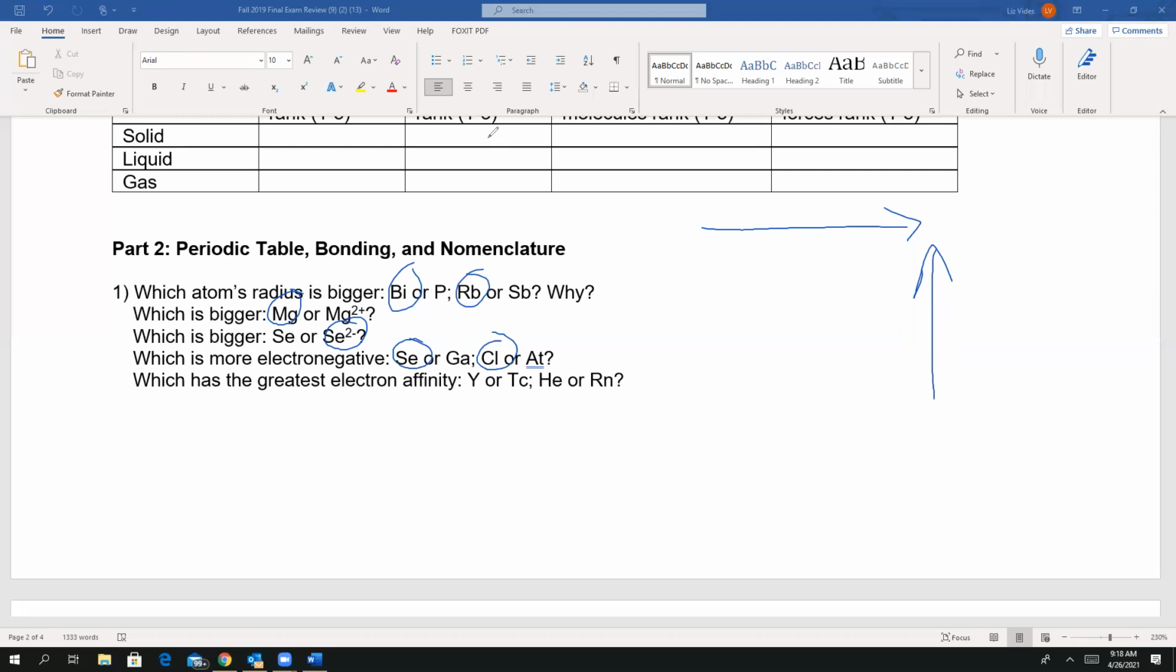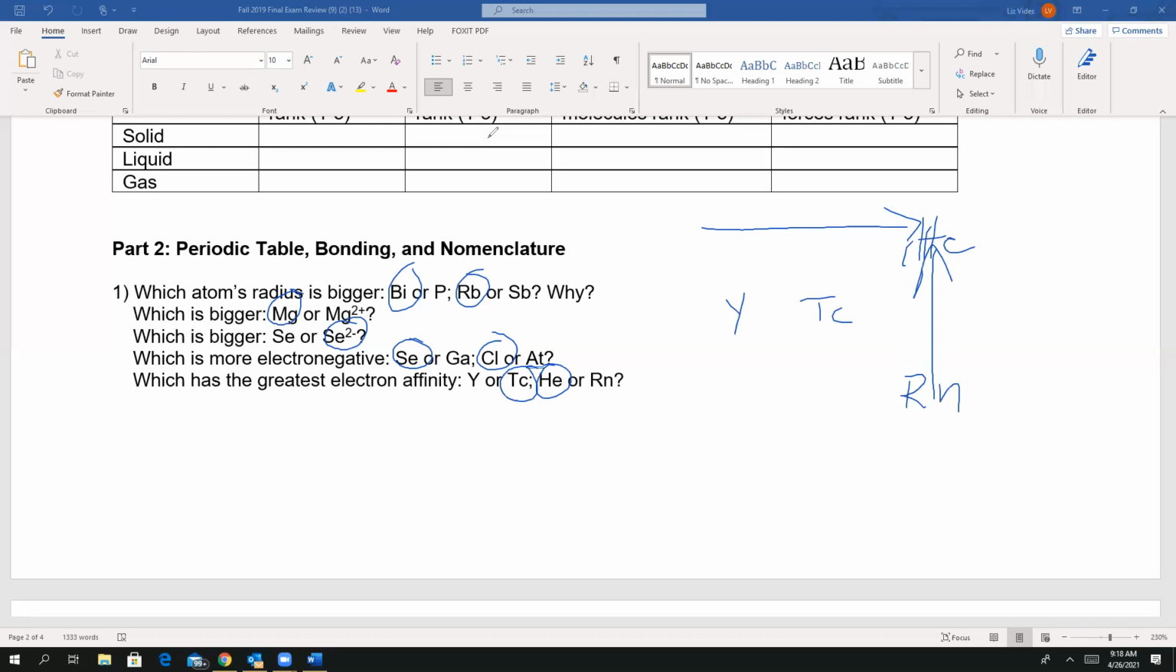Okay, so let's start with ytterbium. Sorry, yttrium. Yttrium, let's say it's right here somewhere. And then we have technetium, which is right here somewhere. Okay, so obviously technetium wins, right? And then helium's way over here, and radon is way down here. So obviously helium wins. And there you go. That's the whole answer for that one. You have to remember your trends, okay?